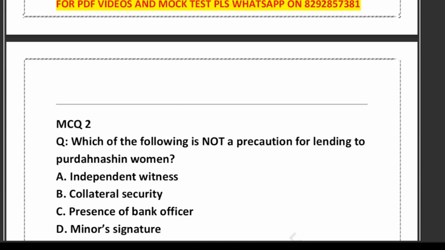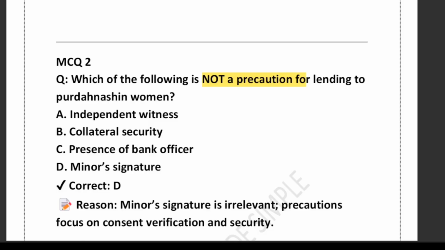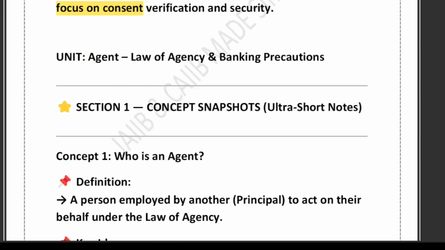Which of the following is not a precaution for lending to Parda Nasin women? The options are an independent witness, collateral security, presence of a bank officer, minor signature. Tell me what is not a precaution. So the answer is, actually, minor signature is irrelevant. Precautions focus on consent verification and security. Independent witness, collateral security, presence of a bank officer, these support the consent.